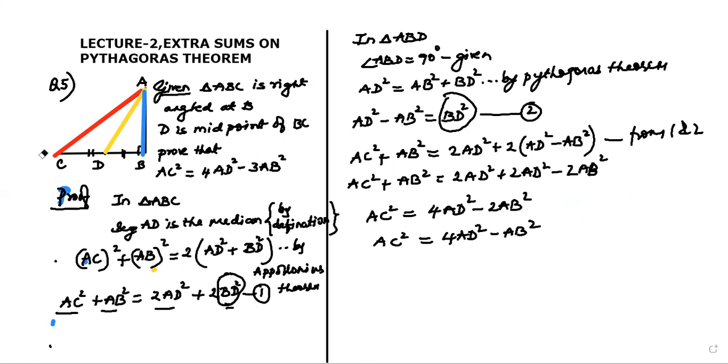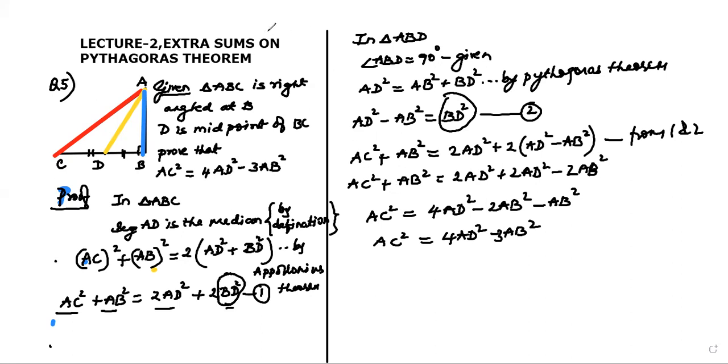So you can now see, children, what will happen? This AC square plus AB square, twice AD square plus twice AD square is 4AD square minus 2AB square. And this plus AB square, when it comes this side, it is another minus AB square. So ultimately it becomes minus 3AB square. So AC square equal 4AD square minus 3AB square. You can clearly see, children, we have got the answer. One time Apollonius theorem and one time Pythagoras theorem. I hope people understood me. I don't think it's a difficult sum, children. It's one silly mistake that I've done. I'm sorry for it.